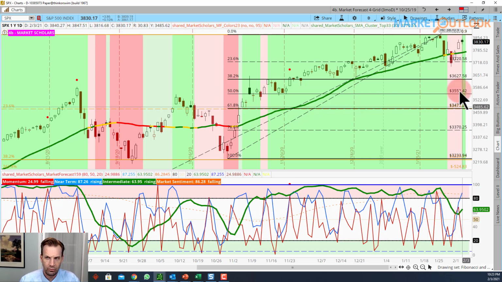The intermediate line has turned back up, so we got back to dark green shading. We obviously got back to a green line because we're above a rising moving average again. So things are still moving to the upside.